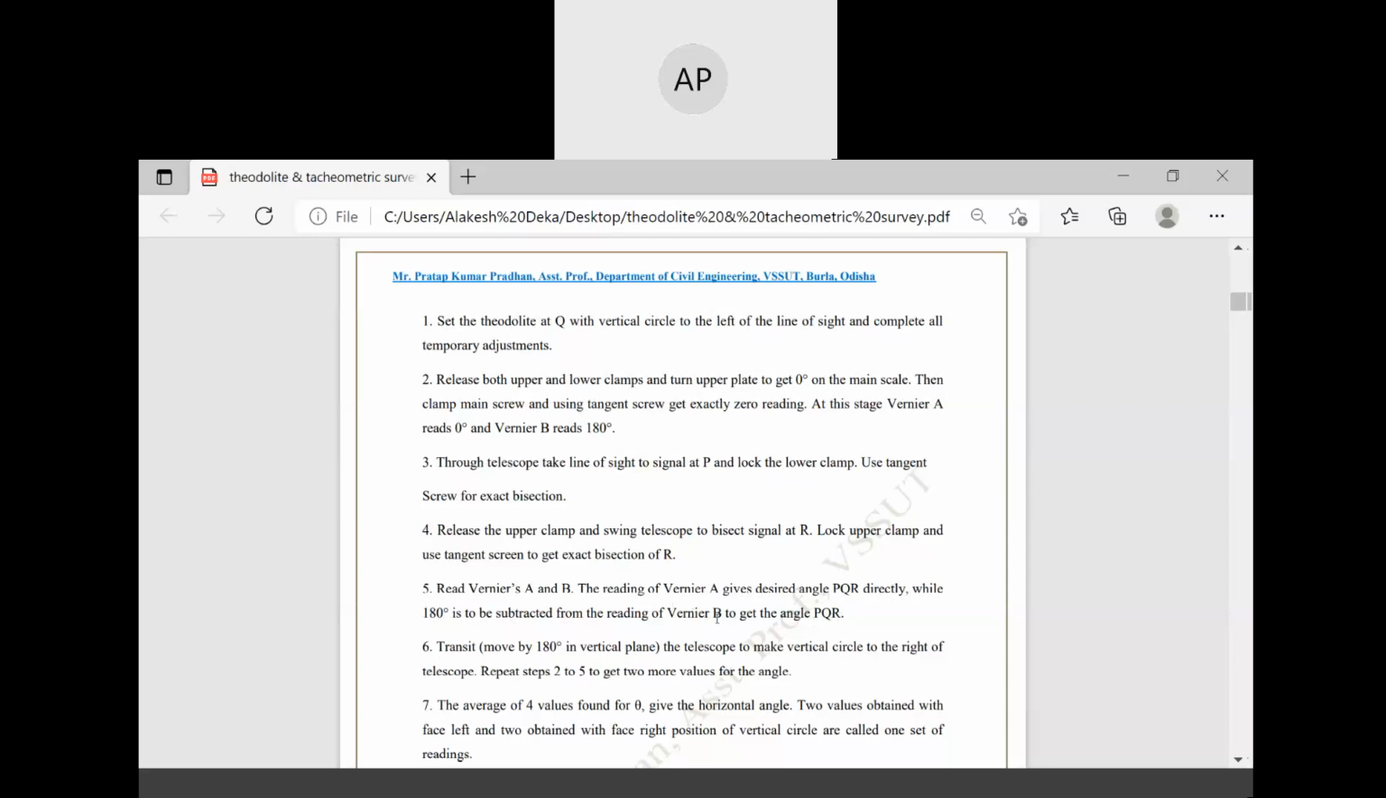So whatever reading you have shown in the vernier scale, you just subtract it from 180 degrees and that will give your angle PQR. So there are some scales, vernier scales, which show the angles. The average of the four values found for theta gives the horizontal angle. Two values obtained with face left and two values with face right position of the vertical circle are called one set of reading.